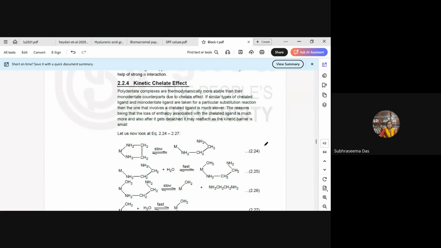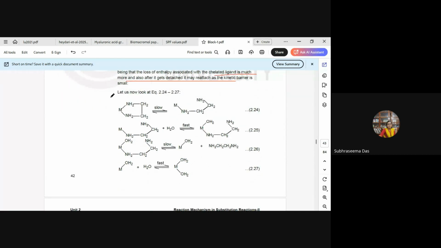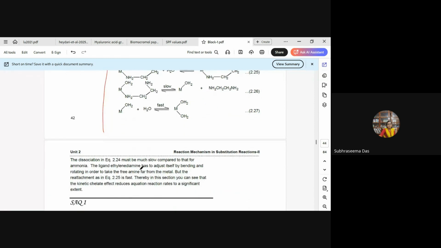Then coming to the kinetic chelate effect. When we take polydentate complexes, they are thermodynamically more stable than their monodentate complexes because of this chelate effect. The reason is that the loss of enthalpy associated with the chelating ligand is much more, and it gets detached, but it may reattach because the kinetic barrier is small. These are some of the examples shown here.